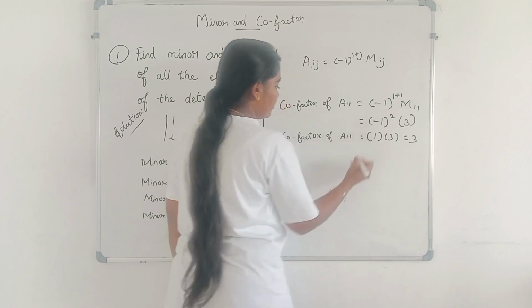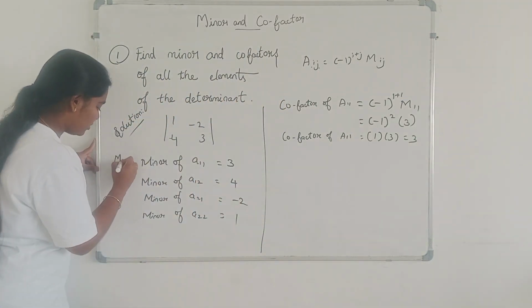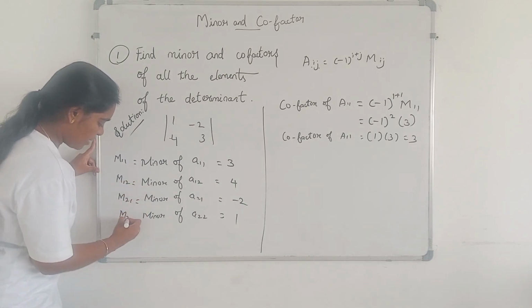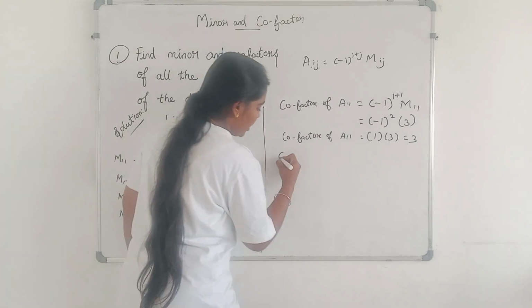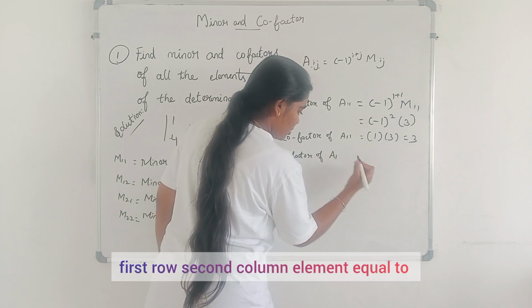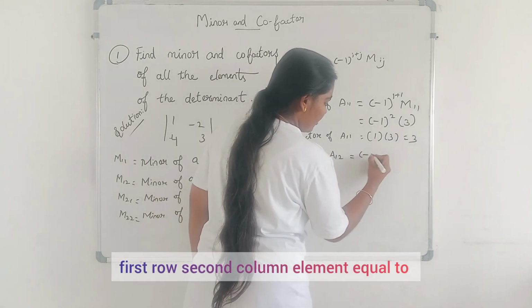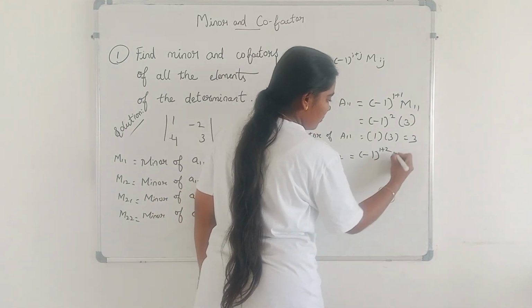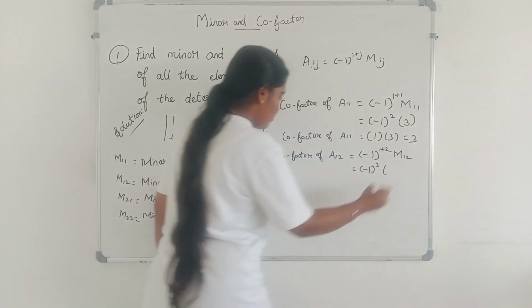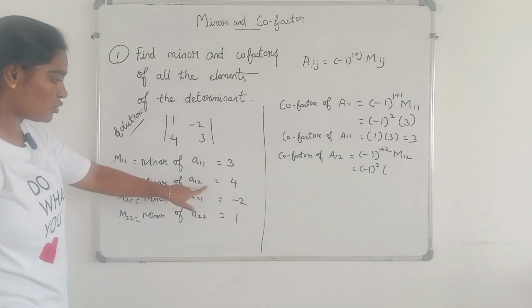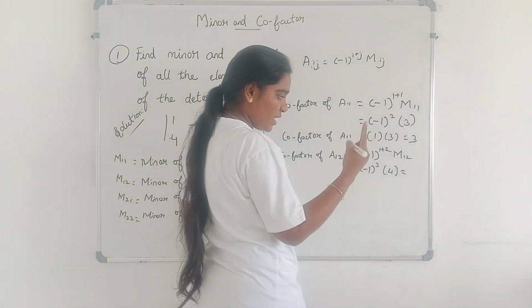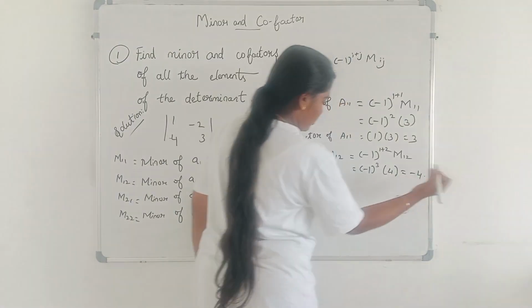In a similar way, this is our M11 minor. This is our M12. This is our M21. This is our M22. Here, cofactor of A first row second column element equals minus 1 to the power of 1 plus 2 into M12. So minus 1 cubed, M12 value, that is A12 value, is 4. So minus 1 to the power of 3 into 4 is minus 4.